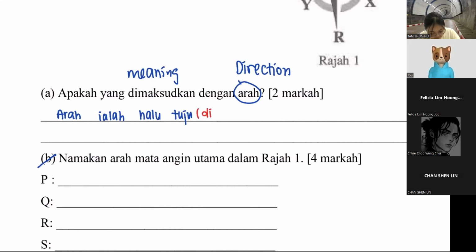Okay, the red color words no need to write, yeah. I mean, the red color words no need to write in the exam. It's just an explanation of the word hala tuju. It's a hala tuju of what? Sesuatu tempat dari tempat lain.